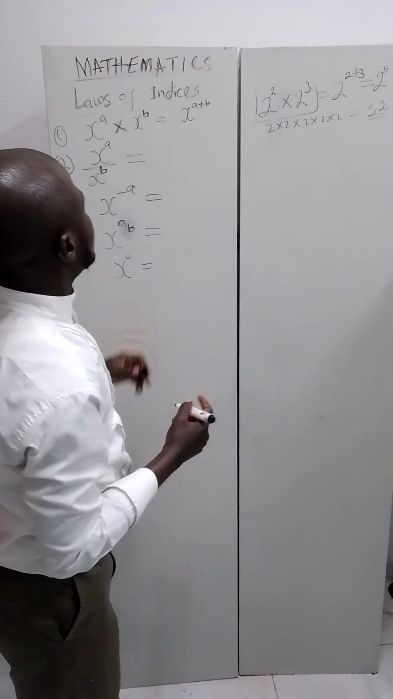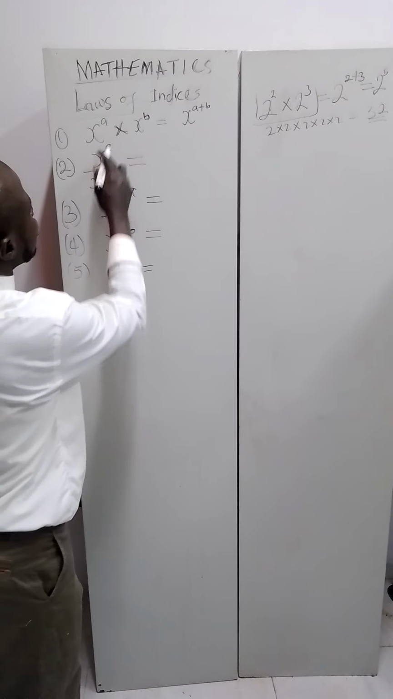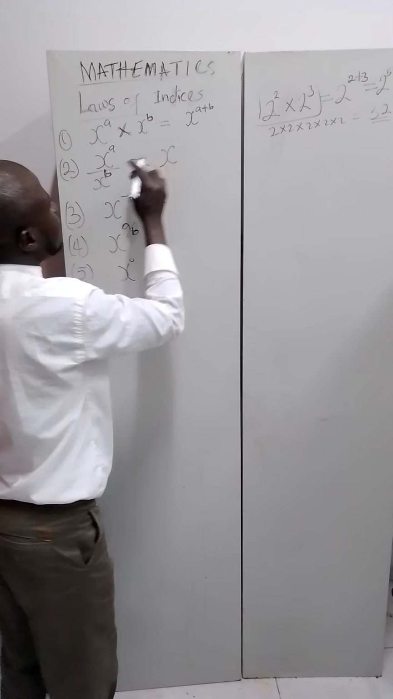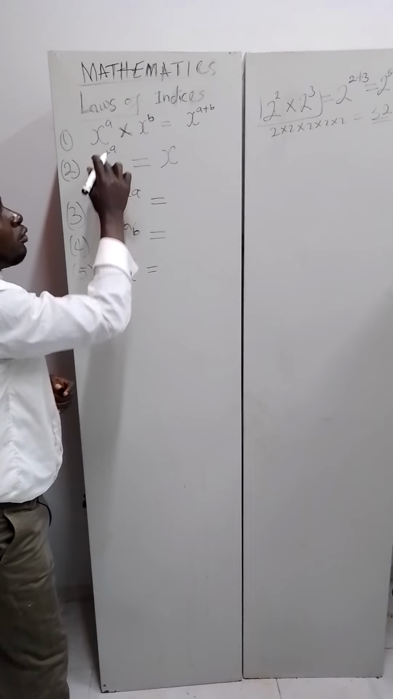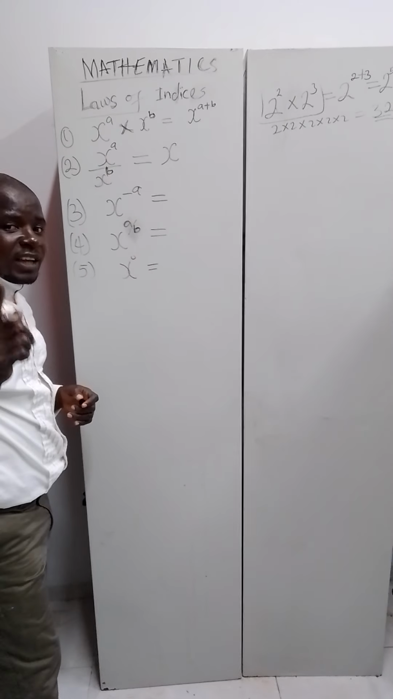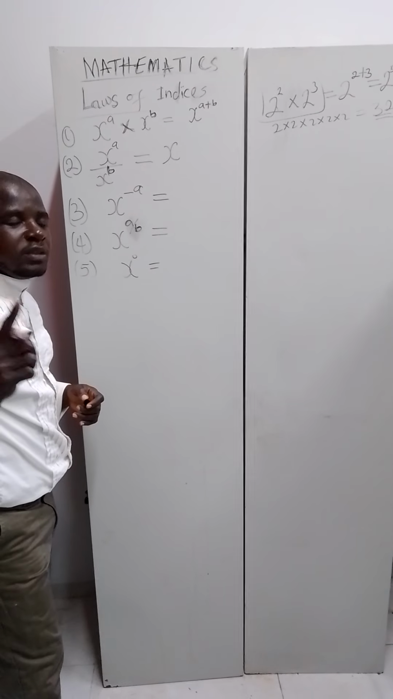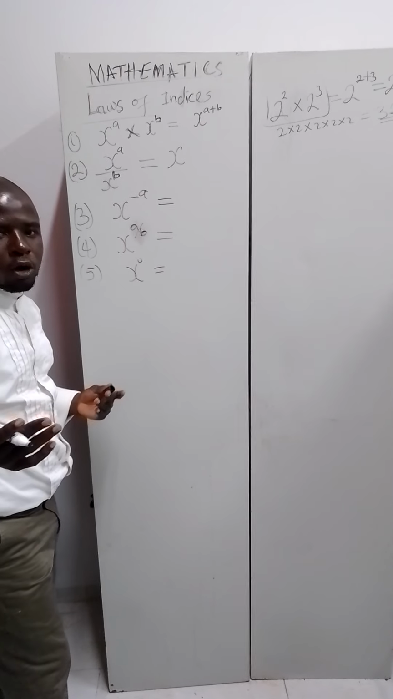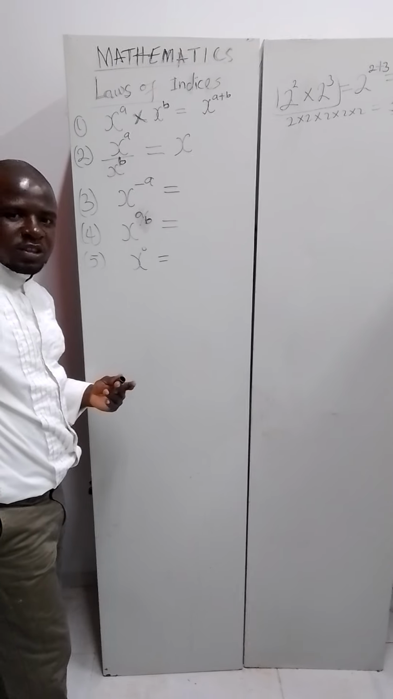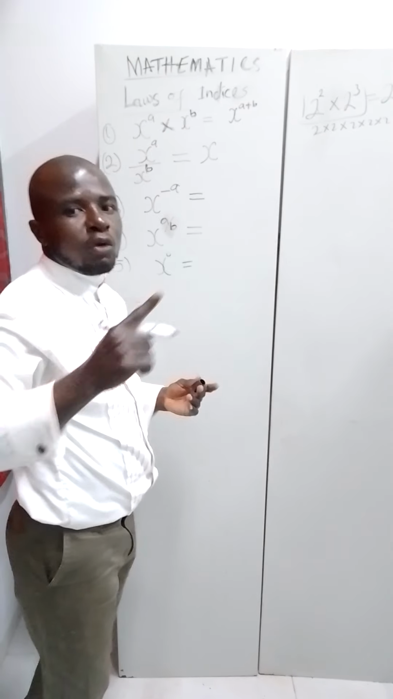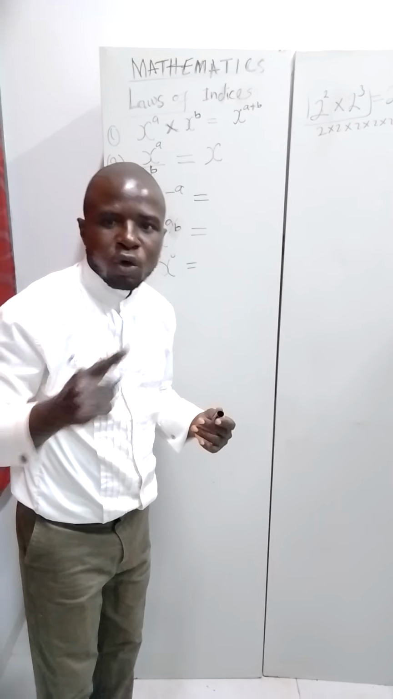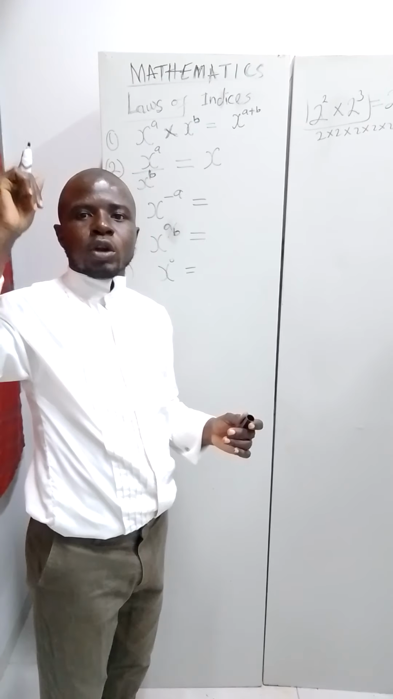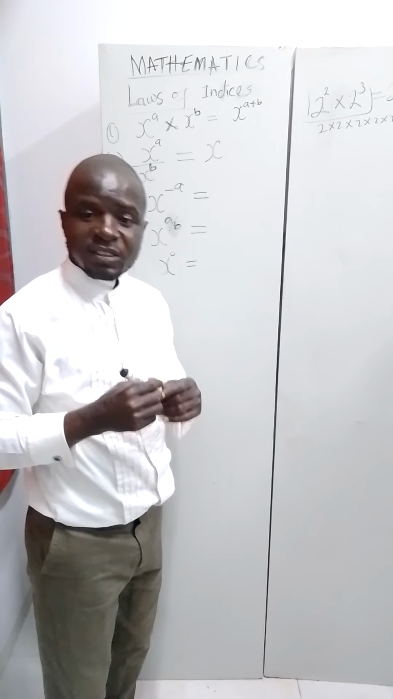Let us go to law 2, the second law. X raised to power a divided by x raised to power b gives us x raised to power, since the whole numbers are uniform. That will be the first target anytime you are working on indices. Look at the whole numbers. Are the whole numbers uniform? Once they are uniform, just simply pick one. Regardless of the number of the whole numbers, whether they are 3, 4, or 20, just pick only one to represent all of them, since they are uniform.